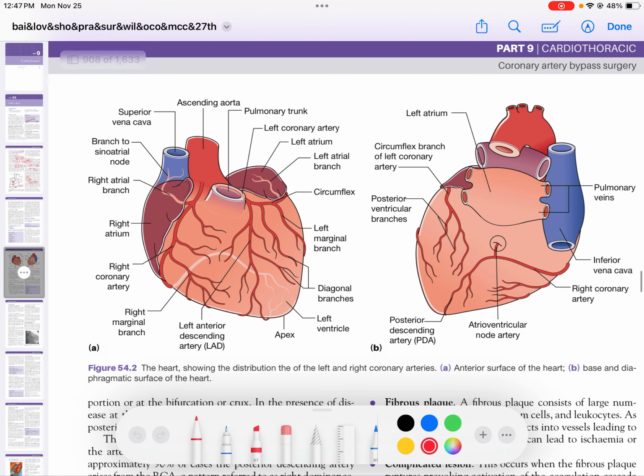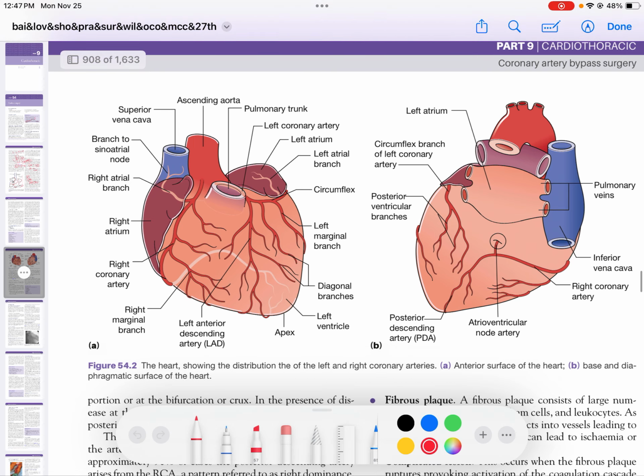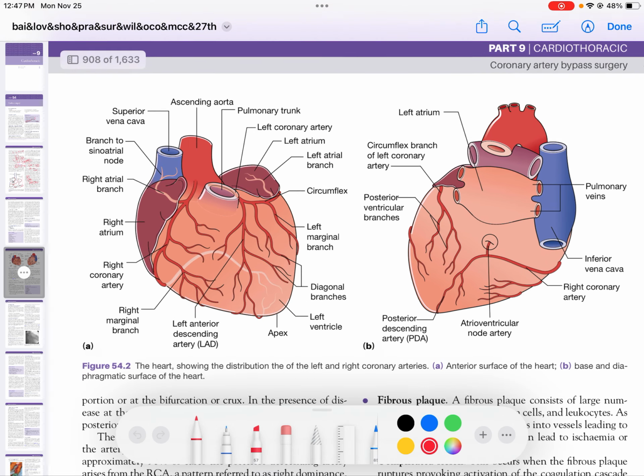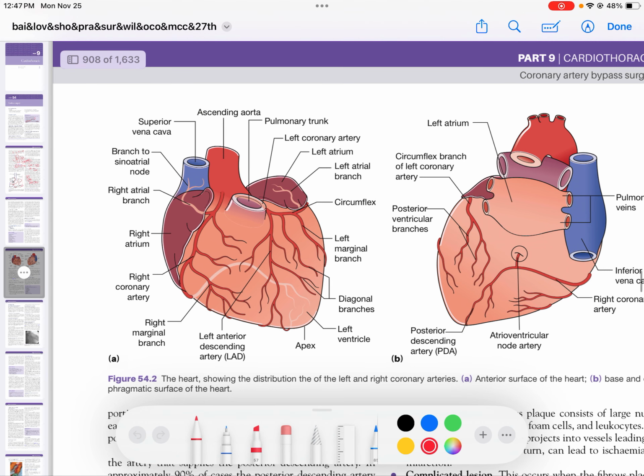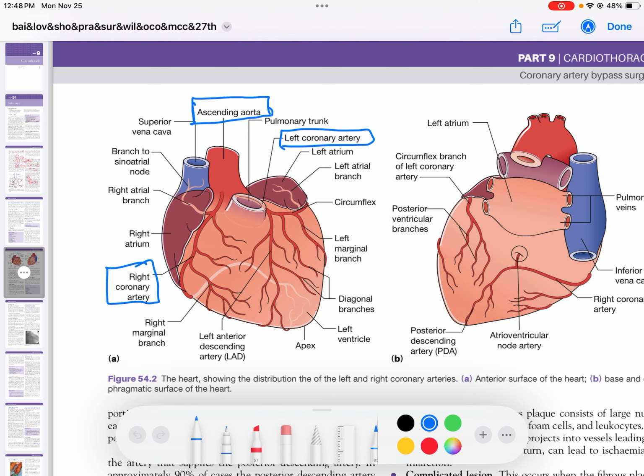This figure shows the heart showing the distribution of the left and right coronary arteries. A, anterior surface of the heart. B, base or diaphragmatic surface of the heart. This is the ascending aorta, and the coronary arteries arise from it. This is the left coronary artery, and this is the right coronary artery.